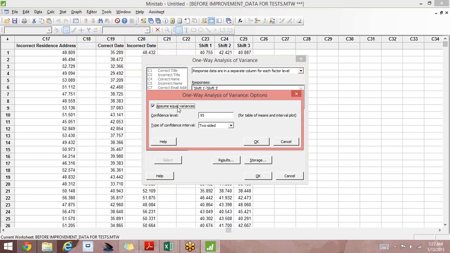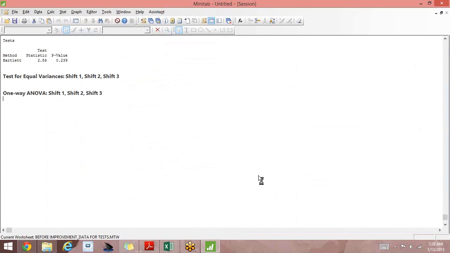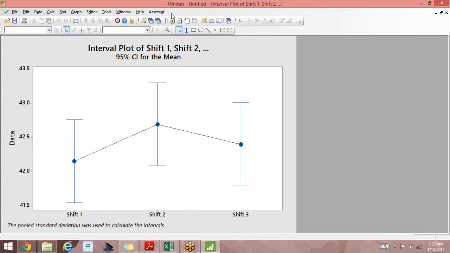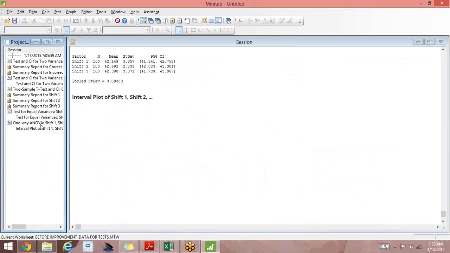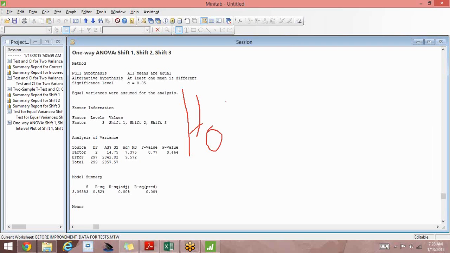Why assume equal variances? Because we have already done the variance test. It has told us that all the variances are the same. We have gone ahead with the null hypothesis there. Okay and okay. So let us go to the text and see what it is saying. So what is the p-value saying here? It's 0.464. So what will you do, Anuj, if the p-value is greater than 0.05? What are you going to select, alternative or null hypothesis? Null hypothesis. What does the null hypothesis say? All means are equal.